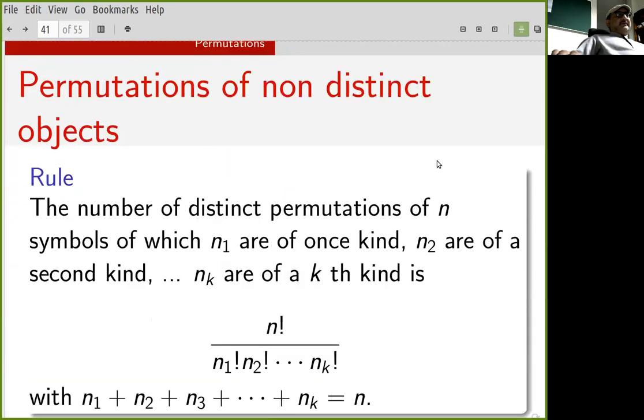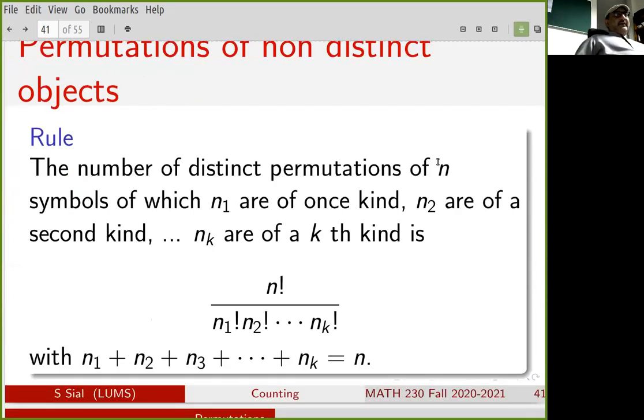So if we then generalize, let's say I have n total symbols. There are n1 copies of one of the symbols, there are n2 copies of another symbol, there are nk copies of the kth kind of symbol. So n1 plus n2 plus n3 and so on adds up to a total number of n symbols.